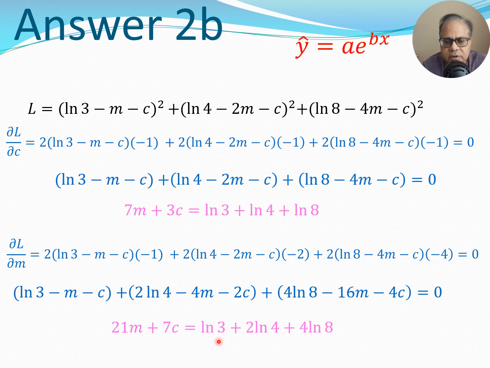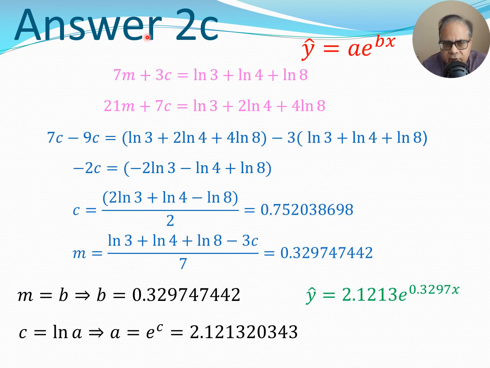So these two equations in pink are simultaneous equations, and you know from your background in high school and college that you can solve these for m and c, and then that's going to help you get the equation of the line. So that's what we have done here.